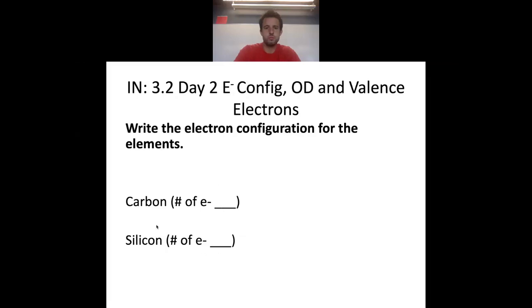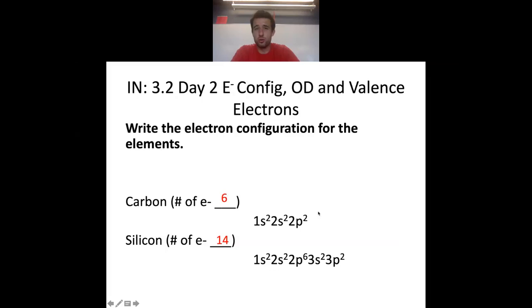Okay, so we know that carbon has 6 electrons and silicon has 14. So our little exponents up at the top there should add up to 6 for carbon and 14 for silicon. Here's the answers that I got for both of those. So right away, you'll know if you're right or you're wrong. If you're not sure how I got these answers, I'm going to explain them by using the periodic table method.